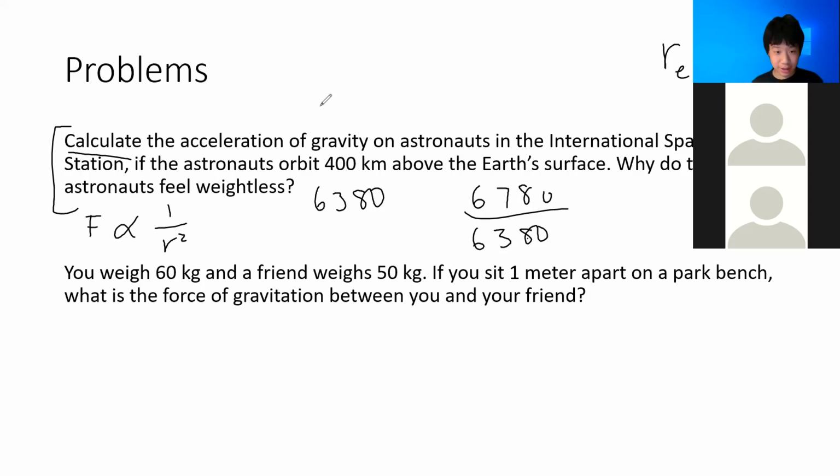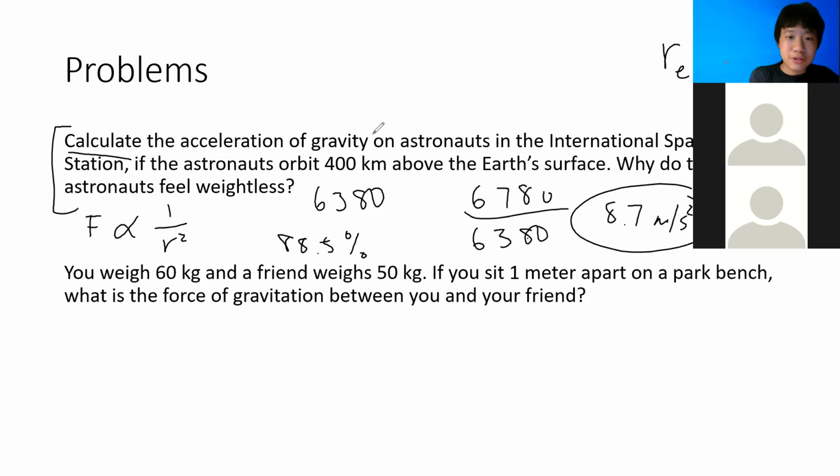So let's square the value we have here, 1.13, and we take 1 over that, as seen here, and we can calculate that the gravitational force on the International Space Station is 88.5% of that on the surface. So what is this? 88.5% of 9.8 is 8.7 meters per second squared.